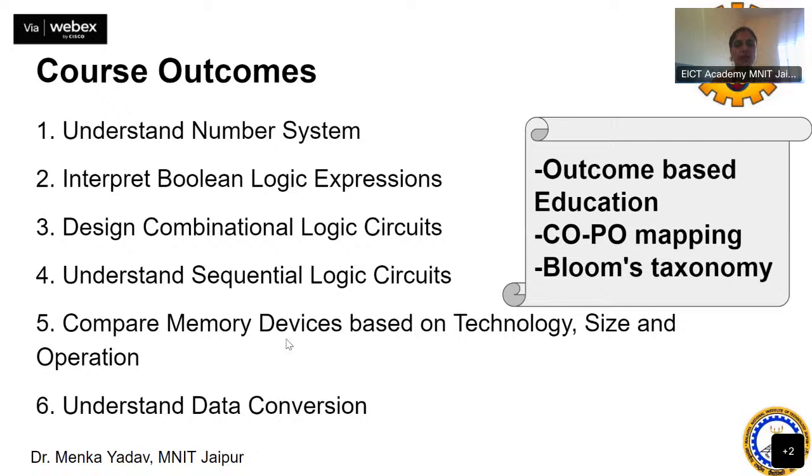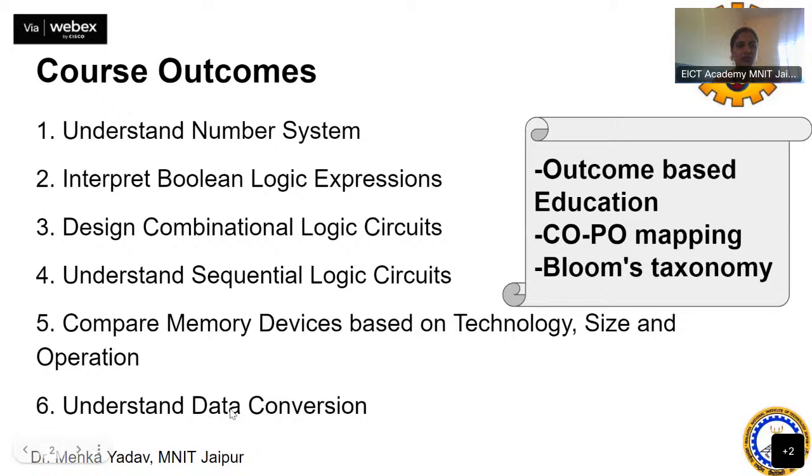The next one is memory devices based on technology, size and operations. This has been completely taken up, and I have given examples of why and where the memory unit is used. For example, the cache memory is there. So which type of memory unit base cell is there in this? In the external hard disk, which type of memory is going to be the base unit for that?